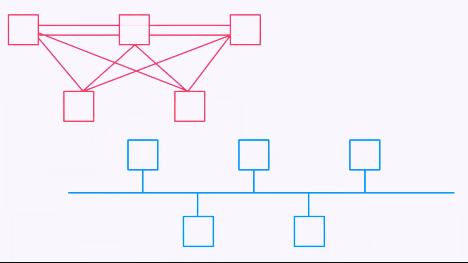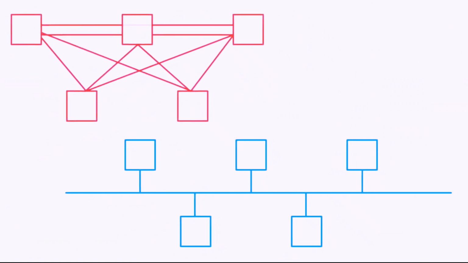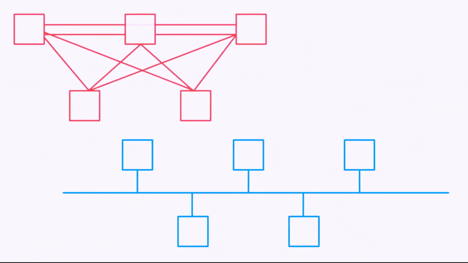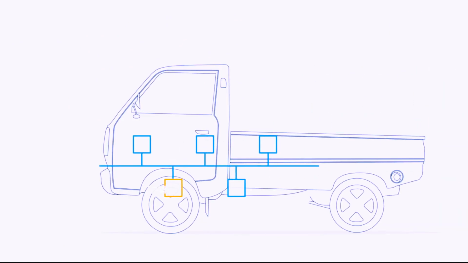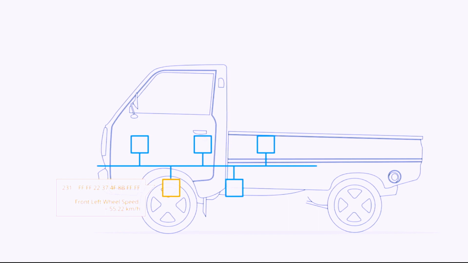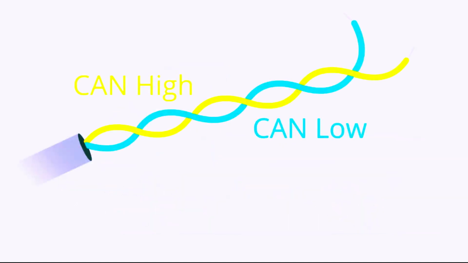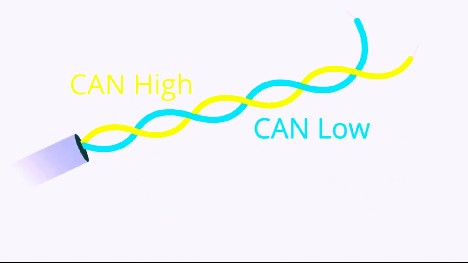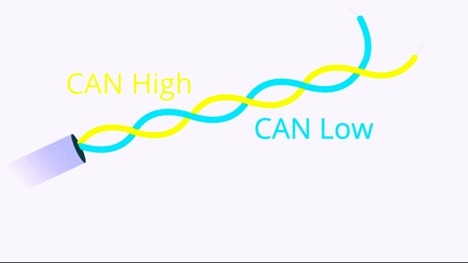CAN, Controller Area Network. CAN is a robust serial communication protocol designed for use in distributed real-time systems, particularly in automotive, industrial, and aerospace applications. It features differential signaling, where data is transmitted differentially over two wires, CAN high and CAN low, providing noise immunity and reliable communication in noisy environments.